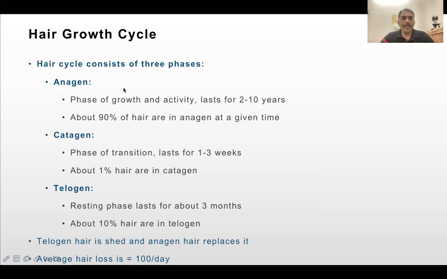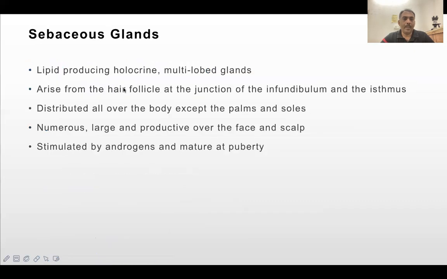Then, when the cessation of the growth activity occurs, the hair goes into a resting phase, which is called the telogen. This phase lasts for about 3 months, and about 10% of hair are in telogen at this point of time. Telogen hair are shed off, and the next anagen phase hair replaces it. Average loss of hair is 100 hairs per day.